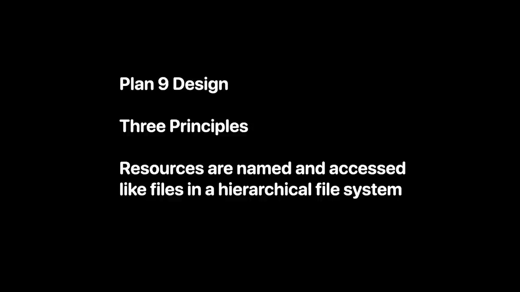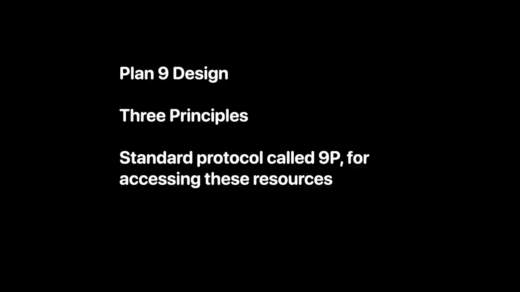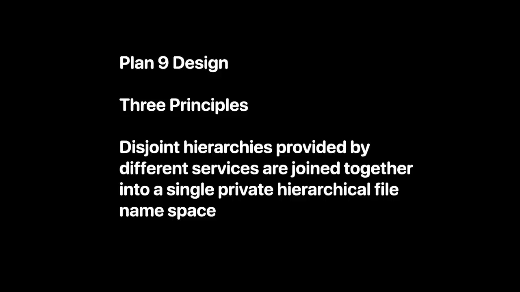First, resources are named and accessed like files in a hierarchical file system, resources being any kind of device. The second was that standard protocols like 9P are used for accessing these resources and bringing them together and making them look like a cohesive single view. The third was that disjoint hierarchies provided by different services are joined together in the private hierarchical file namespace that the user built initially when they logged on. So each user could have their own copy of the file systems adjoined to their private space on their terminal.